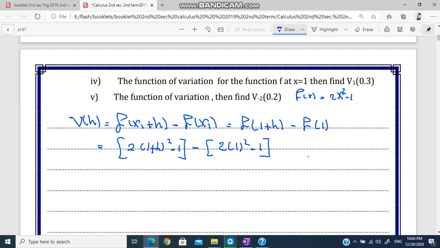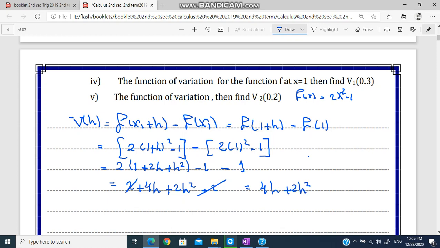So the result will be bracket power 2. I will expand it in 3 terms. It will be 1 plus 2h plus h power 2 minus 1 minus 2 minus 1, it will be 1. So it will be 2 plus 4h plus 2h power 2 minus 2. So 2 cancels with 2, so it will be 4h plus 2h power 2.